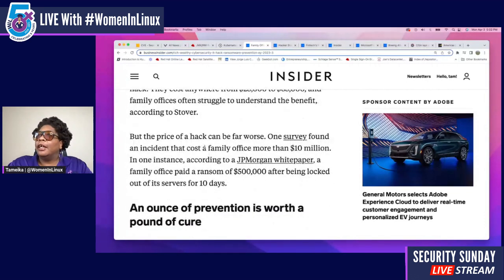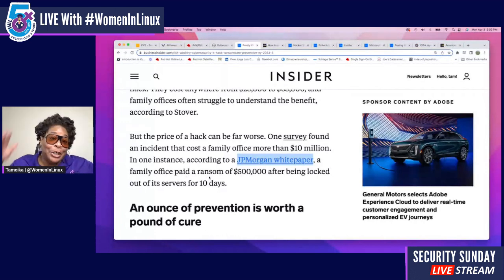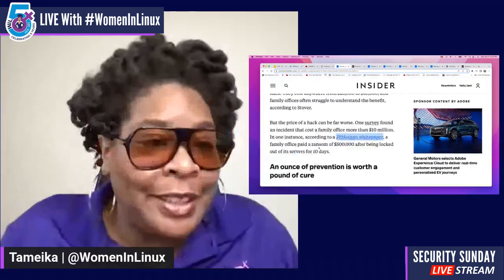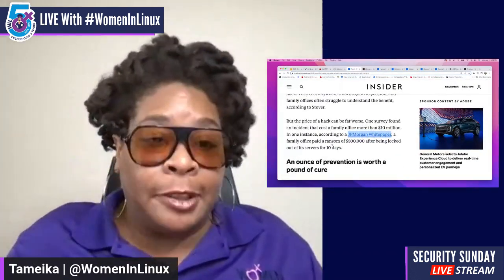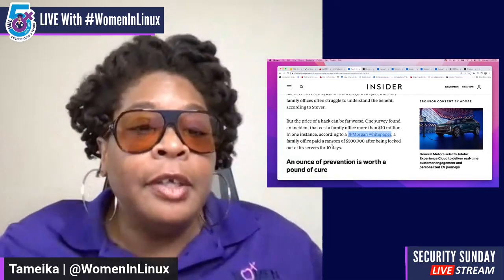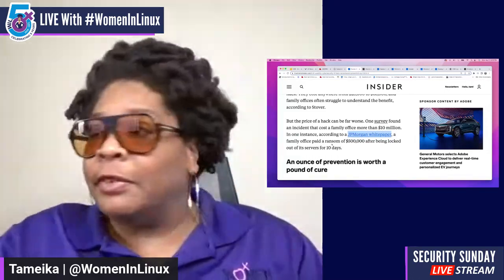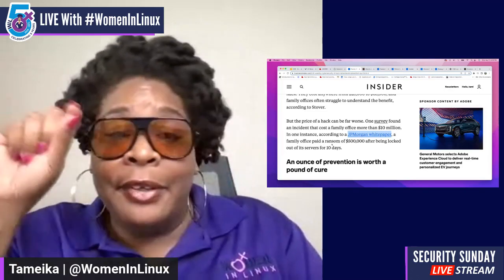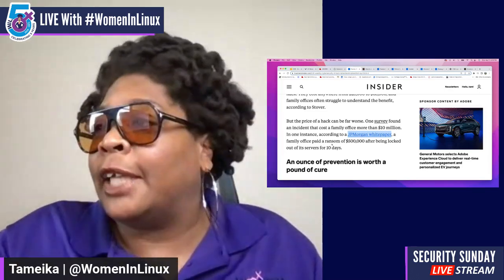One survey found an incident that cost a family office more than $10 million. In one instance, according to J.P. Morgan in a white paper, we need to read that white paper, a family office paid a ransom of $500,000 before being locked out of all its servers for 10 days. You get locked out of your money for 10 days. I'm just showing you where the opportunities are. It's up to you to drive and create companies and leverage, and so forth. It's just another place to look for jobs when it comes to cyber.